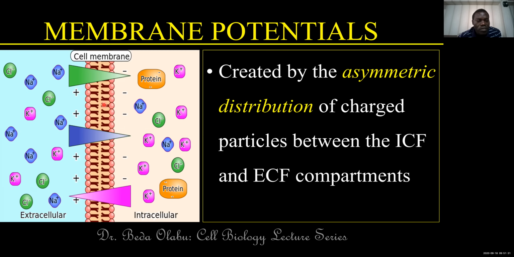So if you look at those ions I've talked about, they are charged either positively or negatively, but they are not symmetrically distributed across the cell membrane. There are those which are more on one side than another. So it's because of this asymmetric distribution of charged particles across the cell membrane that the membrane has some charges across it. Membrane potentials are created by this asymmetric distribution of charged particles.